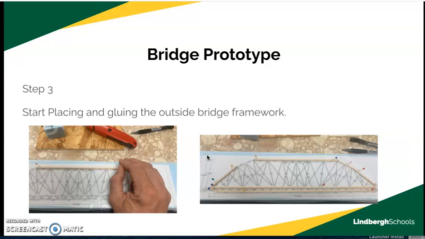Next, you'll start placing and gluing the outside bridge framework. So you'll want to precisely cut straight pieces, and I would start systematically just building the outside edges of your bridge. Your kit has sewing pins in it. The wood that we're using is fairly soft, so you can pin through the wood material. On the ends of every stick that are joining together, you'll want to put just a slight drop of glue. You don't want to get carried away with the glue.